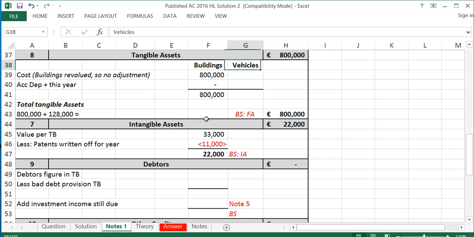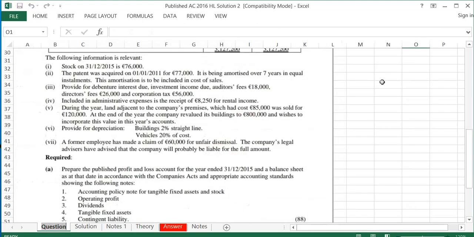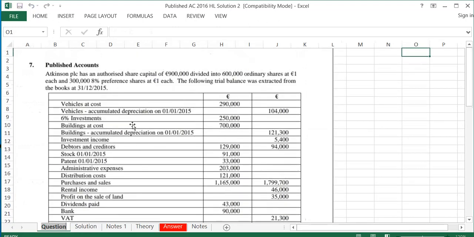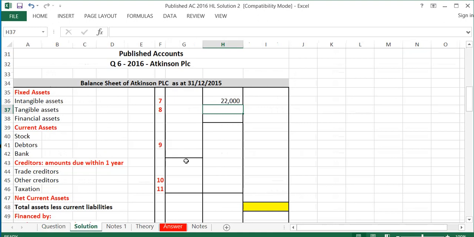My vehicles, my cost of vehicles, I can see from the top of the trial balance were 290,000. Now, to get the accumulated depreciation of vehicles, I need to get to the depreciation at the start of the year, which if I go back to the trial balance, I can see my depreciation of vehicles at the start of the year, accumulated depreciation, is 104,000.